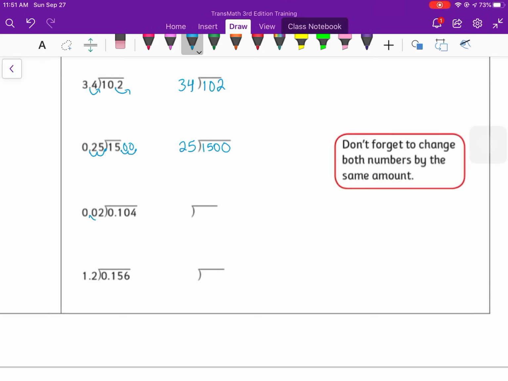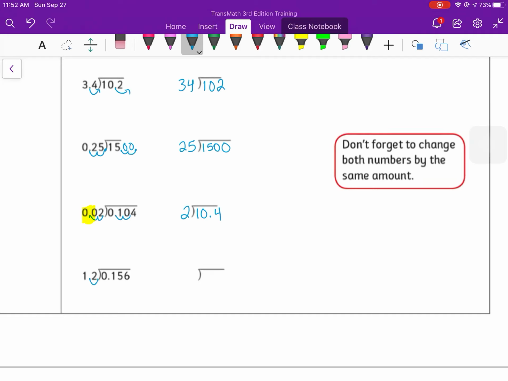Okay, so 0.02 or 2 100ths, move the decimal point over to make it a whole number of 2. I had to move it over 2 places. So then do the same thing here, and that would be 10.4. So something to note is that when you move the decimal point, in the whole number answer, after you change it, you don't have to add those zeros anymore. You no longer need those zeros that are out front.